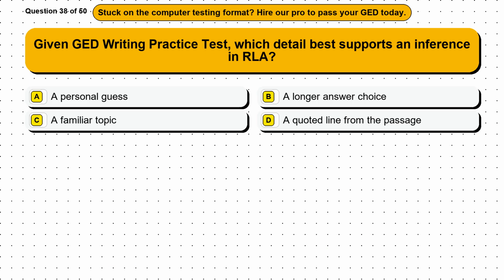Question 38. Given GED Writing Practice Test, which detail best supports an inference in RLA? Option A. A personal guess. Option B. A longer answer choice. Option C. A familiar topic. Option D. A quoted line from the passage.